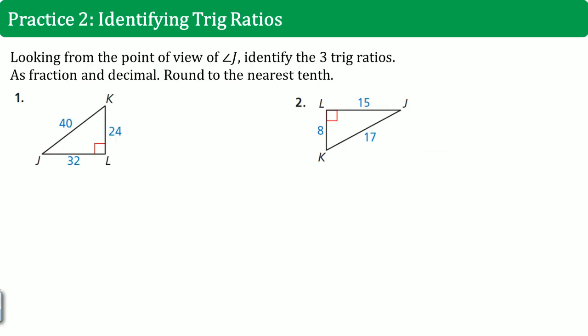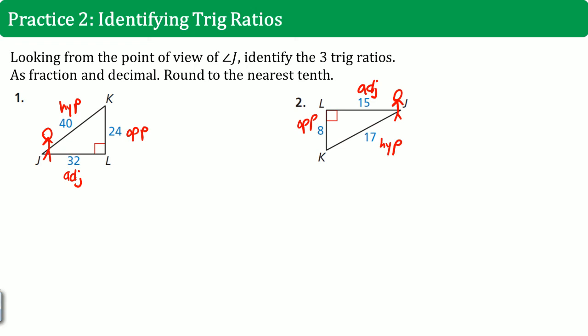All right, so here are your practice problems. You should have seen these questions before. You should already have it labeled from the point of view of J: what is your opposite, what is your adjacent, and what is your hypotenuse. So from angle J, 32 would be your adjacent, 24 would be your opposite, and 40 would be your hypotenuse. Angle J is up here. The 15 is your adjacent because that is your closest or your nearest. 8 would be your opposite, and then 17 is your longest side, so that is your hypotenuse.